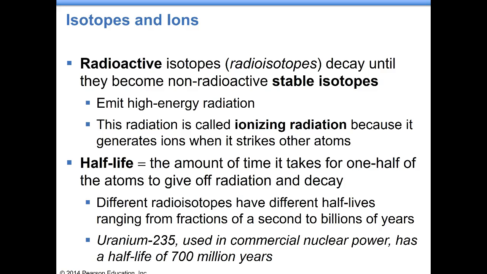So isotopes have what they call a half-life, and this is the amount of time it takes for half of the atoms to give off radiation and decay. And as I said, typically that rate is constant over time. Different radioactive isotopes like uranium and plutonium have different half-lives, and that can range from fractions of a second, where it's over in a second, to billions of years.